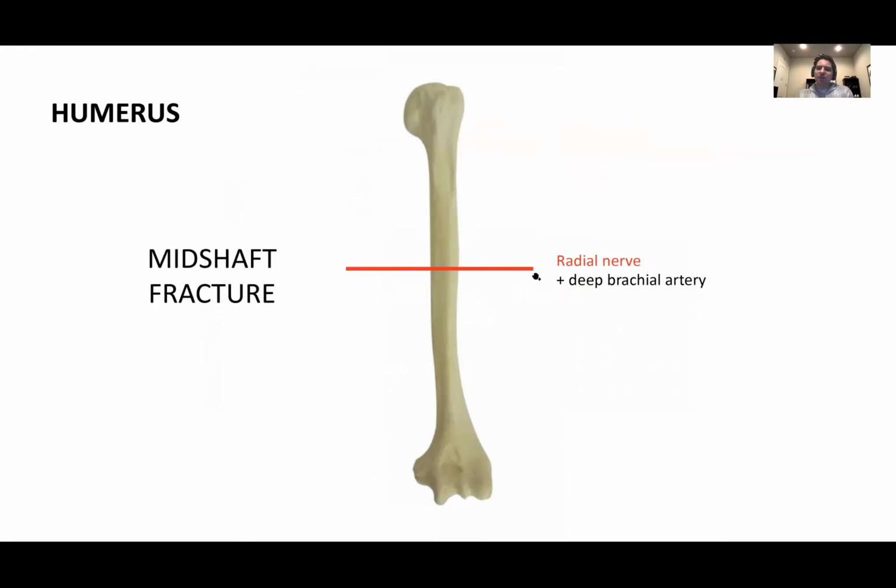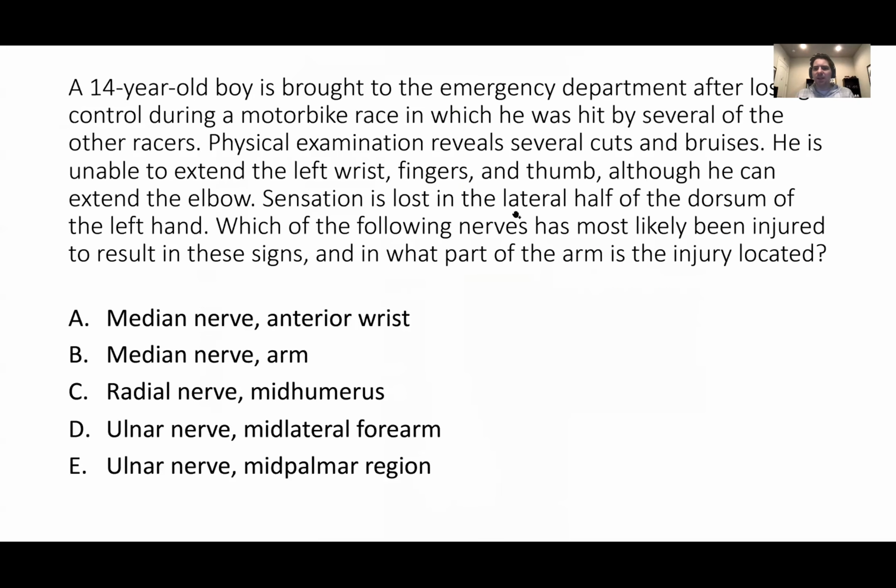If you have a mid-shaft fracture, they talk about this a lot. It's going to be the radial nerve. That's because it runs right along the shaft. It's very close to the bone. And the deep brachial artery runs with it too. So again, we're taking a lot of the basic anatomy points and we're putting a clinical aspect on it. That's how the board is set up. That's how your exam is going to be set up. All right, let's take a look at this one.